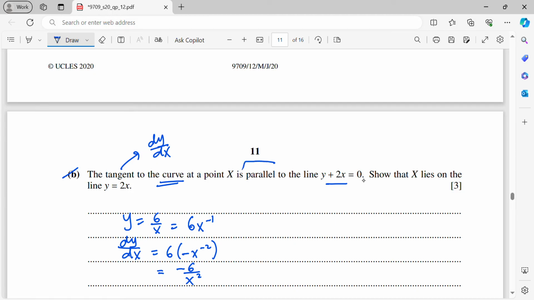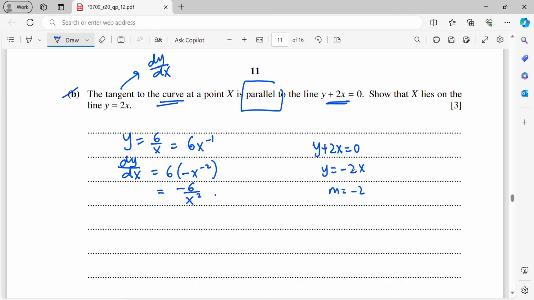Okay, and now it's mentioned that the tangent, this gradient, this dy dx, is parallel to y plus 2x. So when y plus 2x equals 0, I need to get the gradient from this line, which means y equals negative 2x. So m equals negative 2, which means this dy dx will have the gradient of negative 2 because of the parallel. Parallel means that they will have the same gradient.